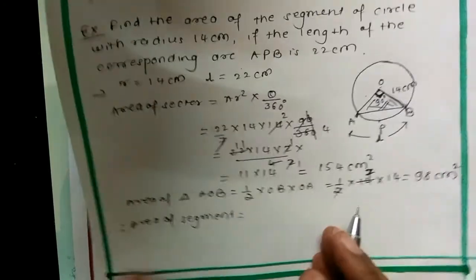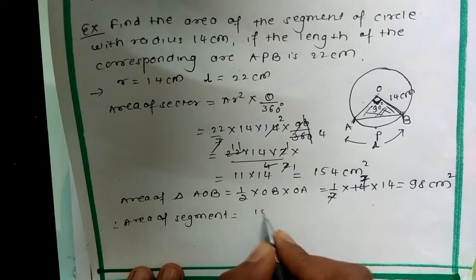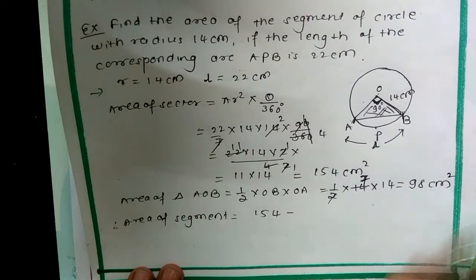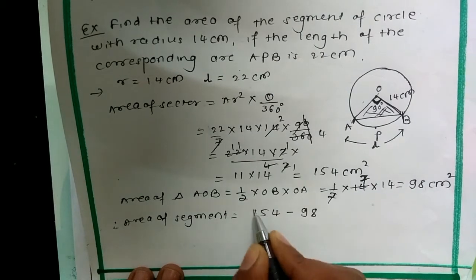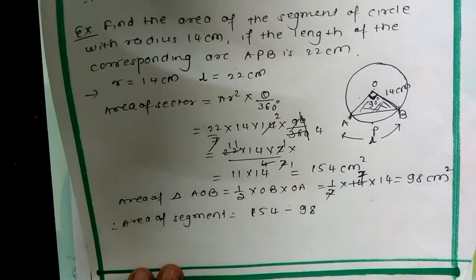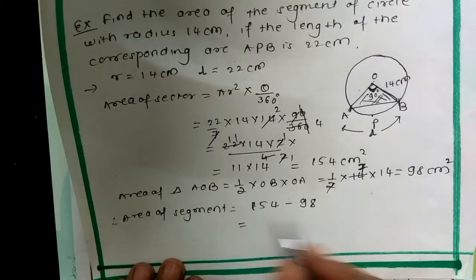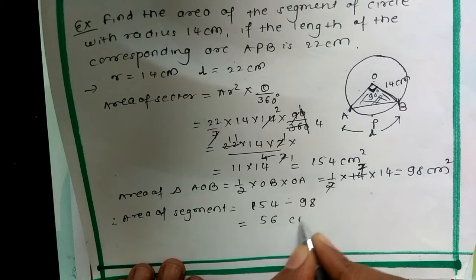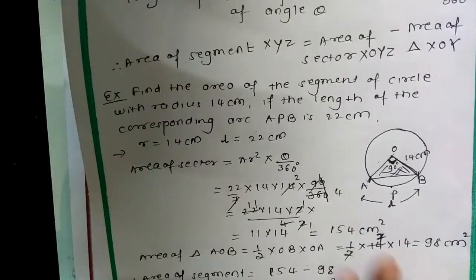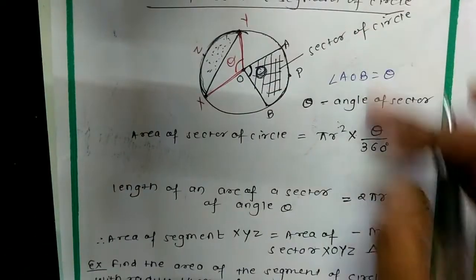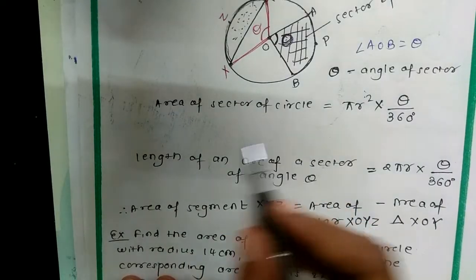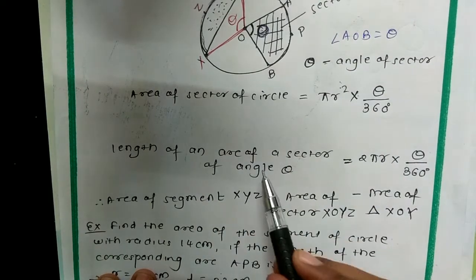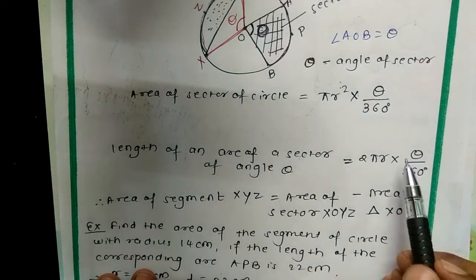Therefore, area of segment is equal to area of sector. How much did you get? 154 minus the area of this triangle, that is 98. I am not writing the unit here, centimeter square, because finally I am going to write the unit. So 154 minus 98 is 56, and here I'll directly write the unit, centimeter square. So here mainly you have to remember these three formulas. This formula is also important: when theta is not given, and the length of the arc of the sector is given, then you can find theta.